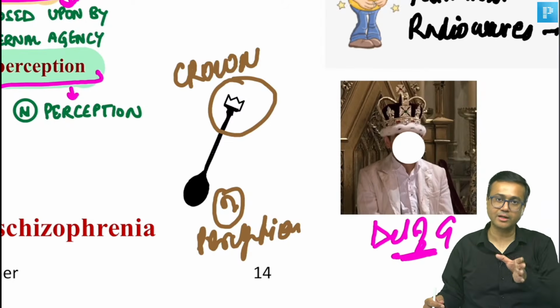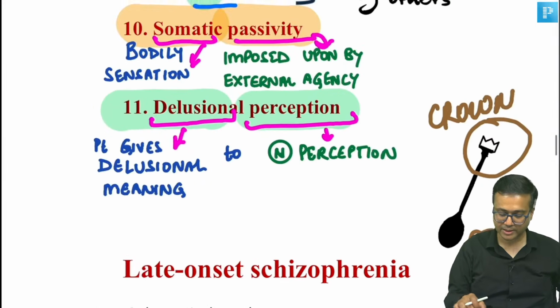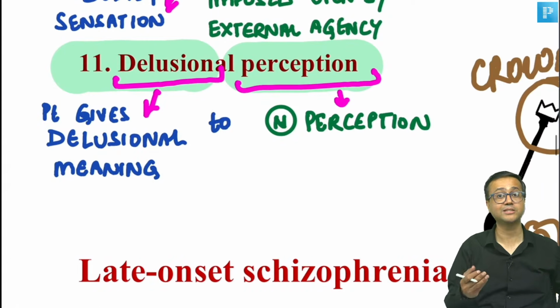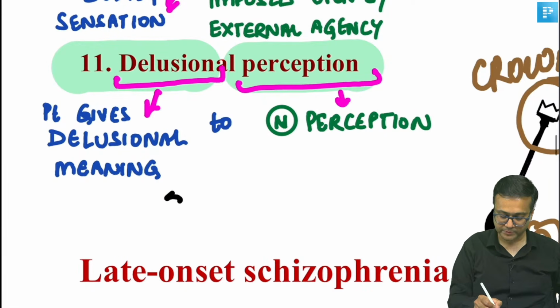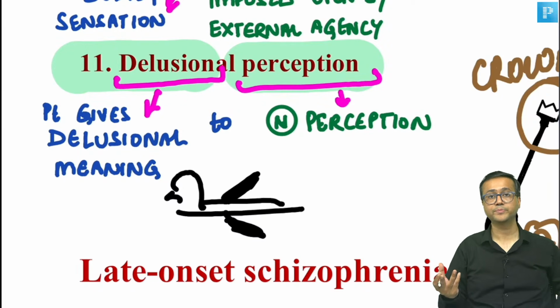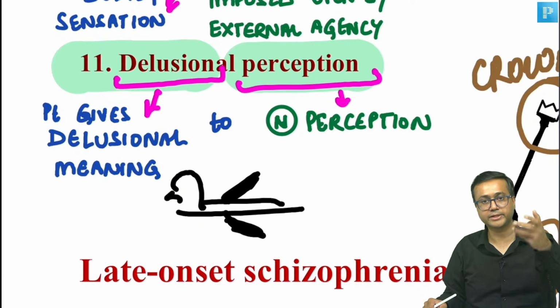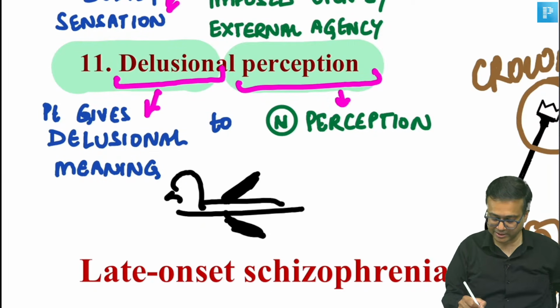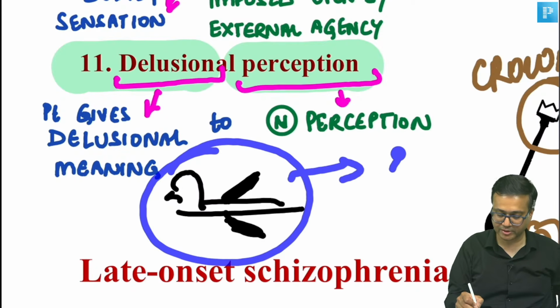So this is delusional perception. In fact, beta, this question came in the recent NEET PG exam. A person saw a bird flapping its wings. This is the normal perception, and he understood it as God's way of sending him a signal that he should run away. So can I say, beta, normal perception has been given a delusional meaning.